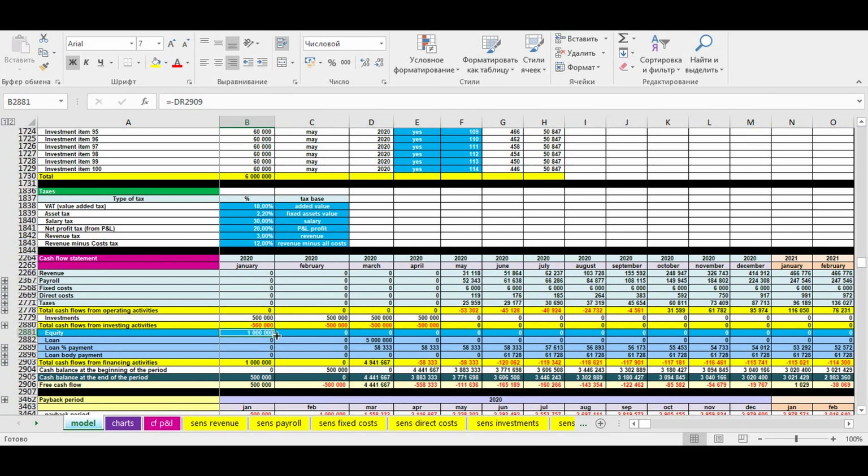Also, here in this table, we can set up the dynamic of percentage of customers who come to us from advertising campaign.